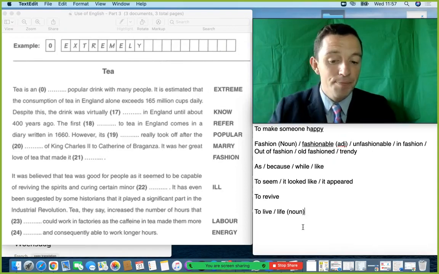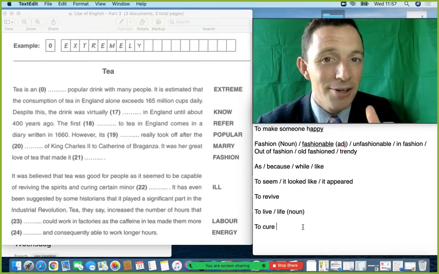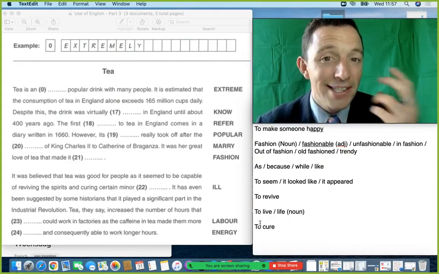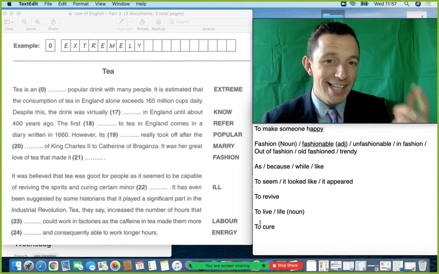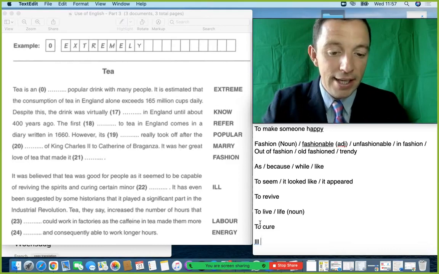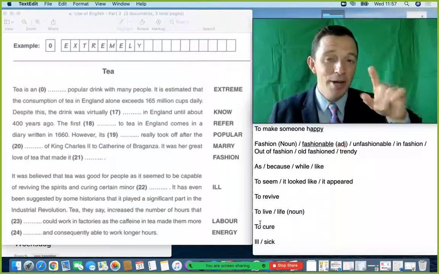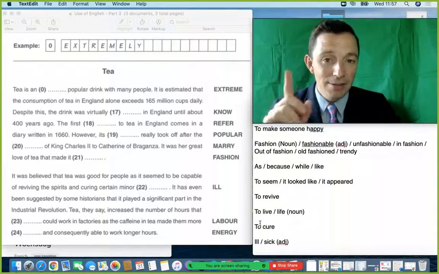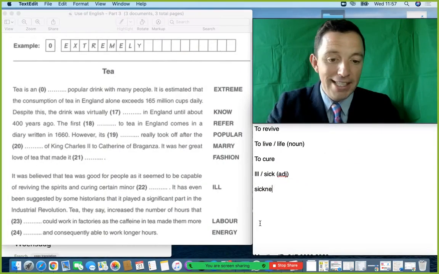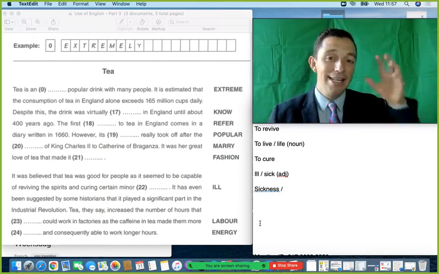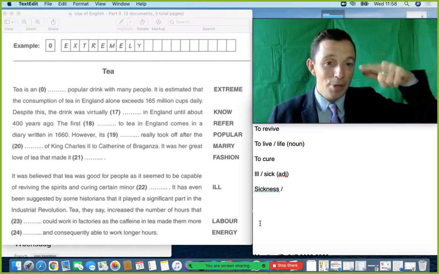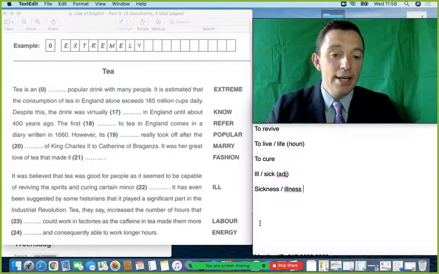So the next verb is curing, and this is the key for the answer for the exercise. And curing, certain, minor. Minor is very, very small. Certain is like particular, but the key is to cure. If you are sick, you take the medicine to cure your sickness. So ill is an adjective. It's necessary to identify the form of the word they give. So sick and ill are adjectives. The noun of sick is sickness, and similarly, the noun or the substantivo of ill, maybe you know it, is illness. Okay, so that's important.